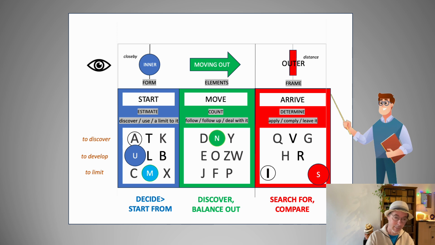So the first couple of letters are mostly about the inner. You can find them in the inner frame, so very close by, and that's how we perceive them. That's how we deal with them. Very close by. We start from these objects. And we do that as a kind of estimation. When we start from it, we don't think very much that this is only an estimation.